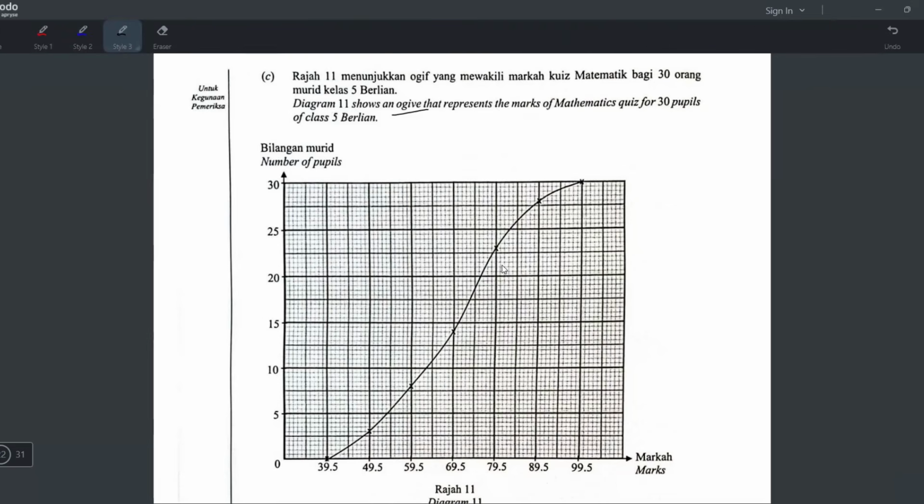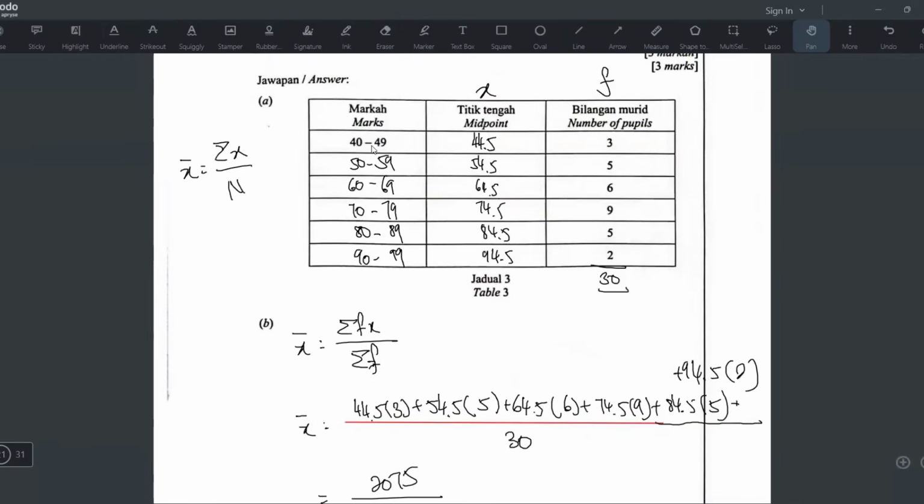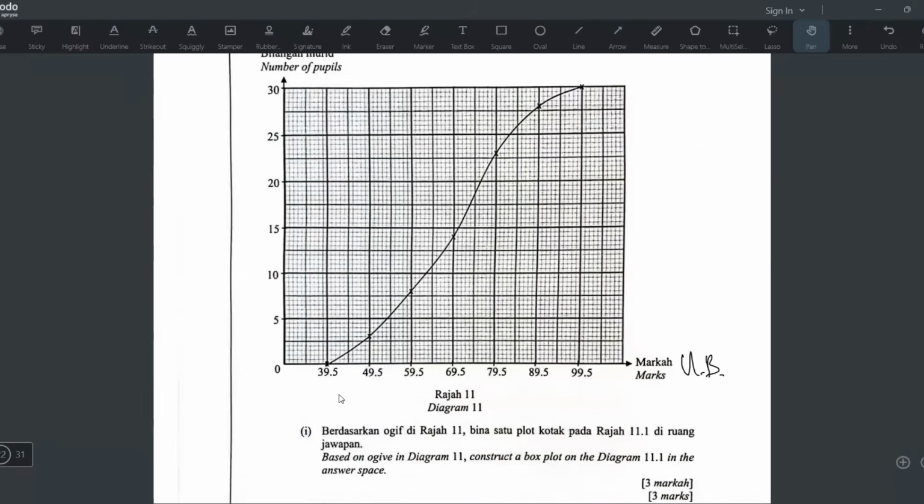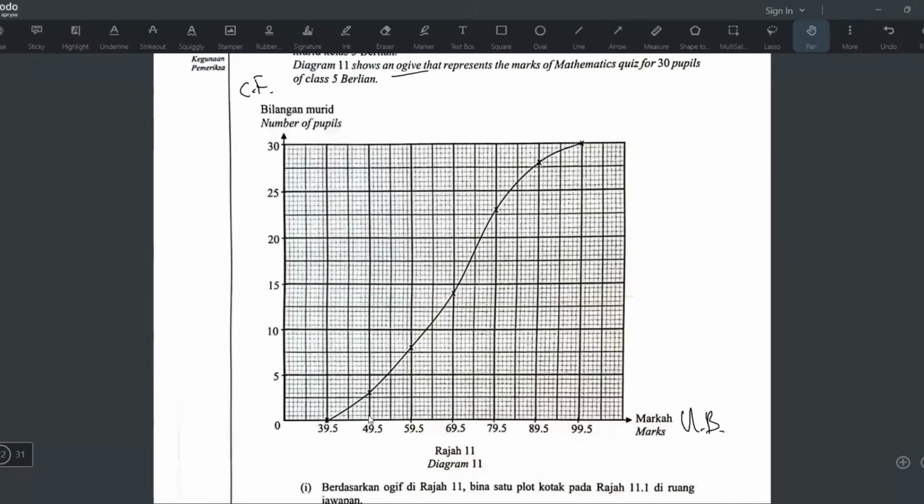So they already draw the OGIF, and you have to know something. For the OGIF, the y-axis is actually the cumulative frequency, and the x-axis is actually the upper boundary. So all these numbers are the upper boundary of the class. If you check with the table, the upper boundary for the first class is 49.5, right? But they start at 39.5 because for an OGIF, you must start one class before the first class. Because the first point has to be 0. That's why it starts from here.